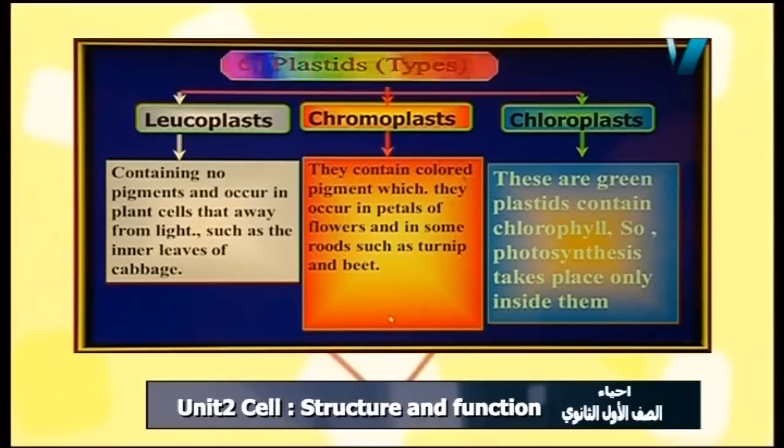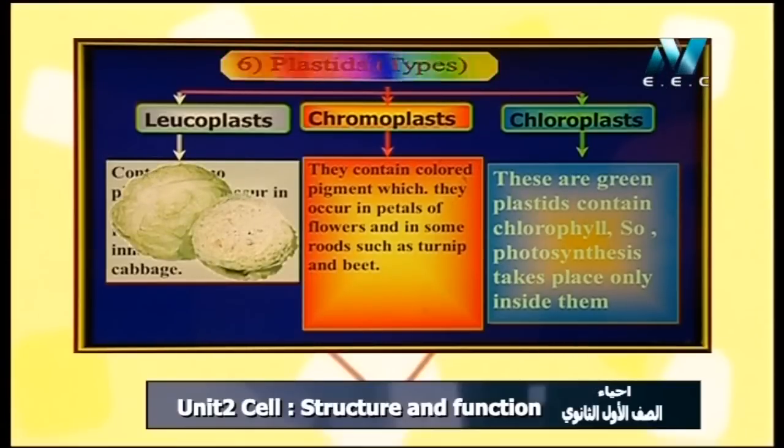But the chromoplast contains colored pigment. They occur in the petals of the flower and in some roots such as carrots and beets. The chloroplast contains green pigment called chlorophyll, so photosynthesis takes place inside the chloroplast. So the plastids are leucoplast, chromoplast and chloroplast.